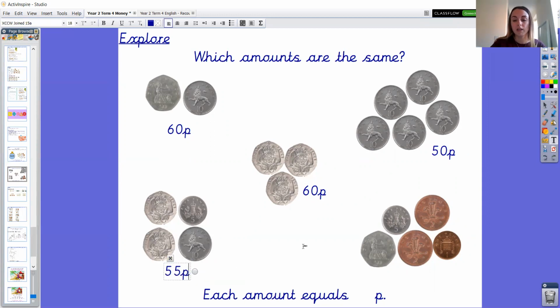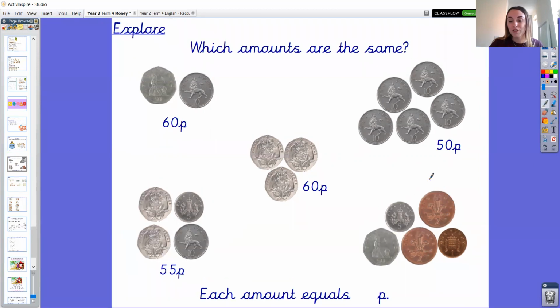And if we look at the bottom right, we have 50p add 5p. So as you can see here, I'm starting with the largest amount to help me with counting on. 50p add 5p is 55p, but we know that we can make another group of 5p with these copper coins. As 2p, add 2p is 4p, add one more p is 5p.